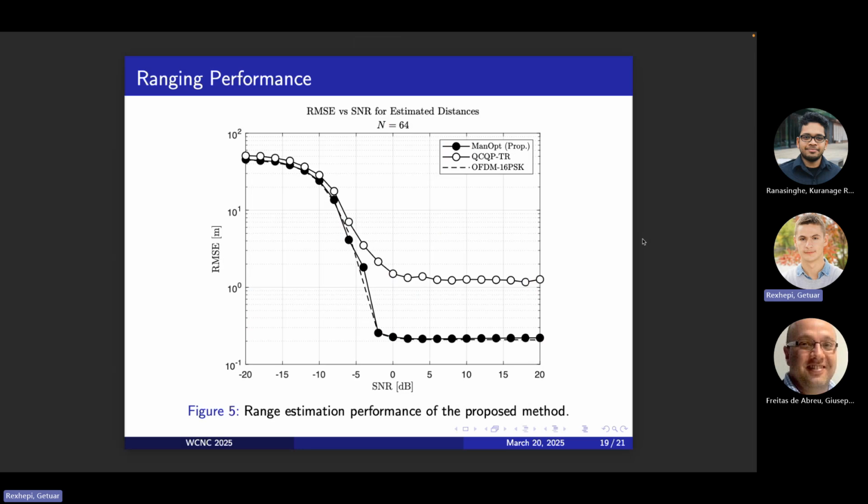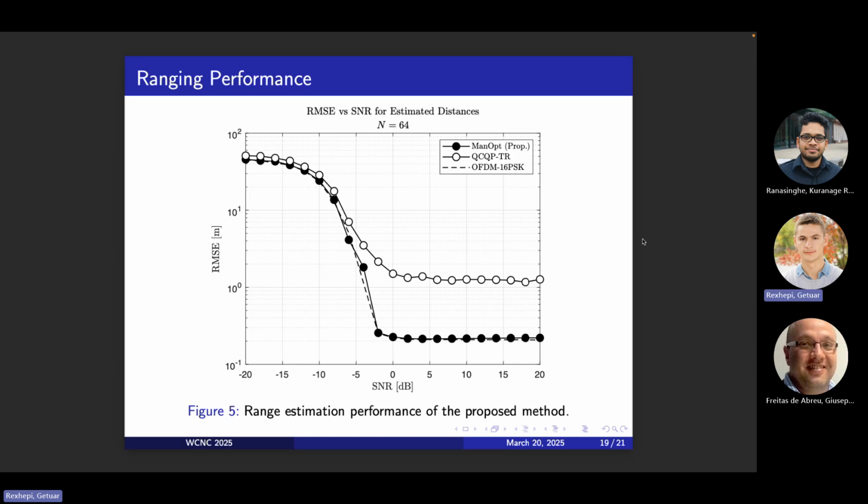And for the last plot, we have a range estimation experiment where we used the proposed designed tones, the optimal reserved tones from the convex problem, and the OFDM 16 PSK symbols. As can be seen in our ranging experiment, where we used 64 reserved tones, the performance of the proposed design tones is the same as the optimal 16 PSK symbols.